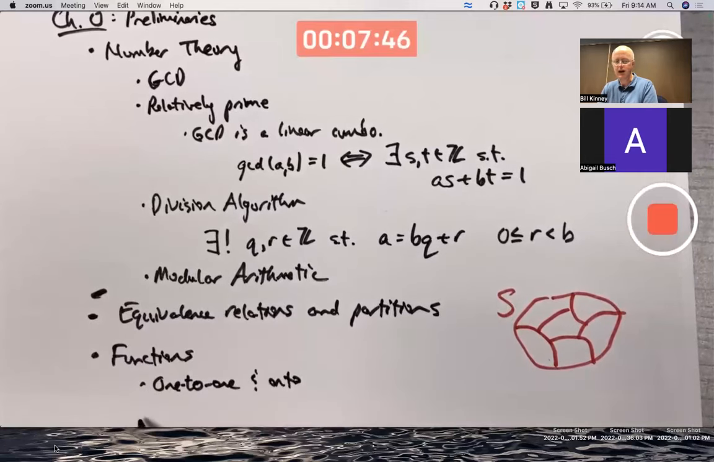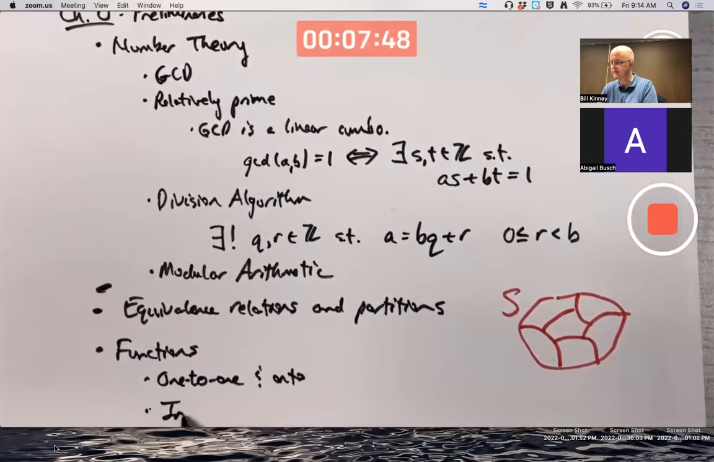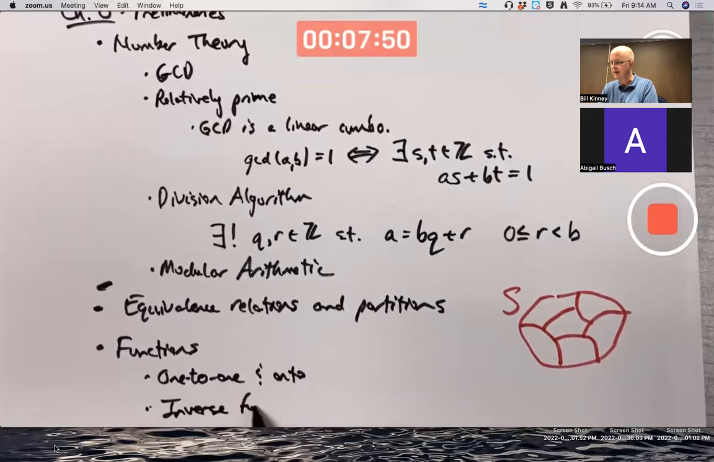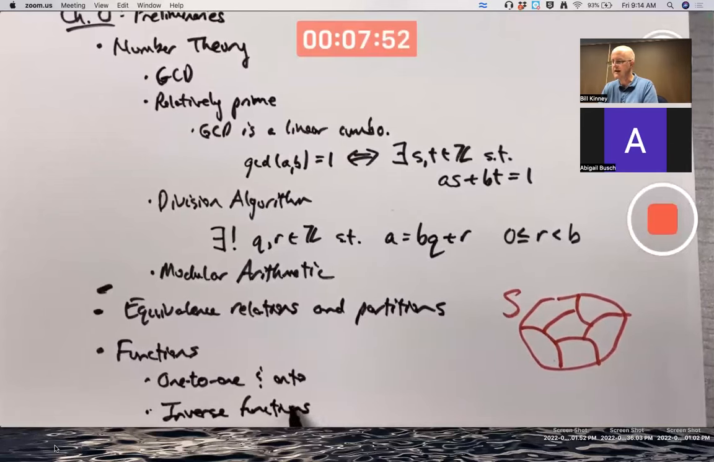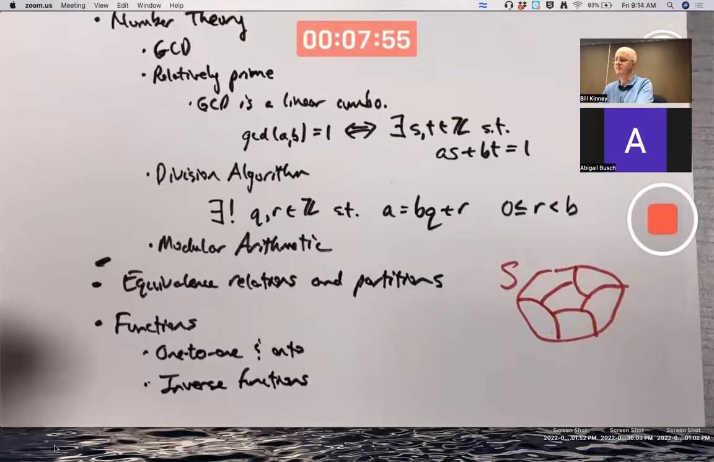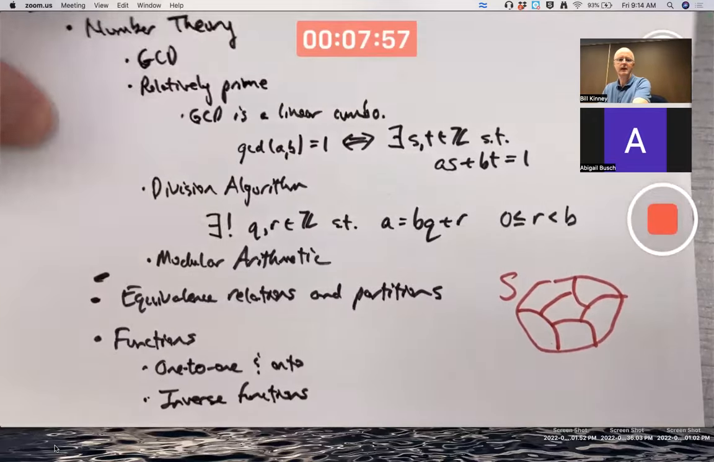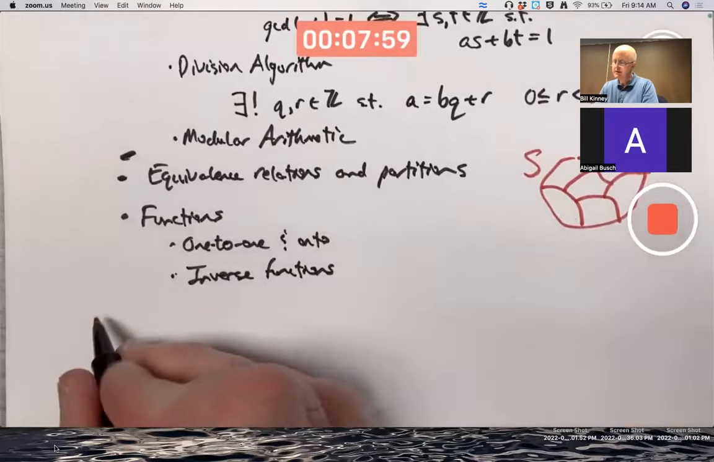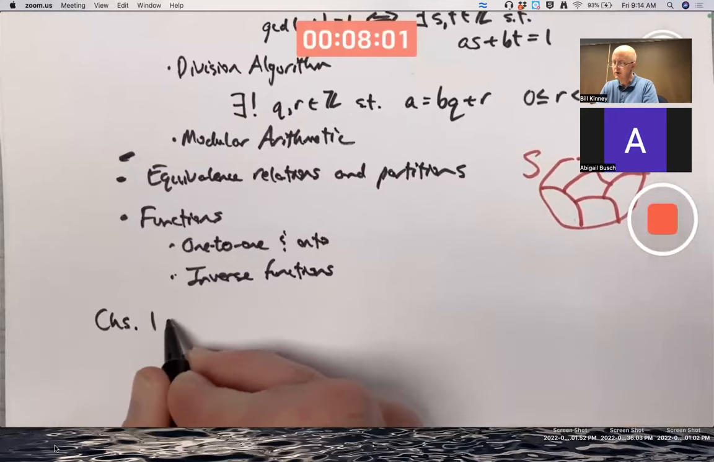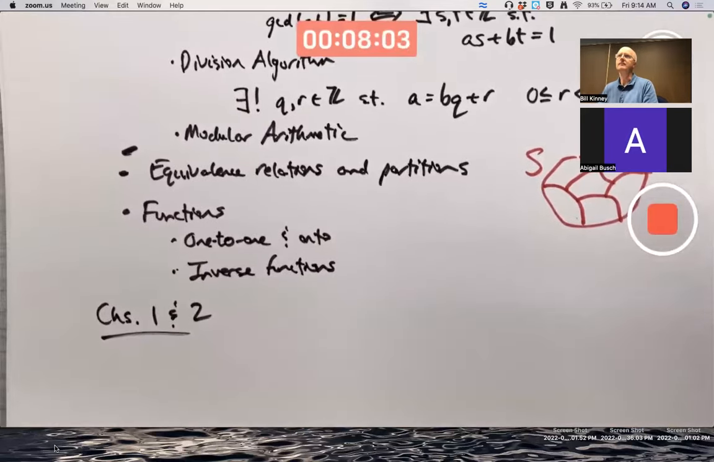And when they are one-to-one and onto, they have inverse functions and fundamental properties that those satisfy related to function composition. Chapters 1 and 2, all grouped together, get into the basics of group theory.